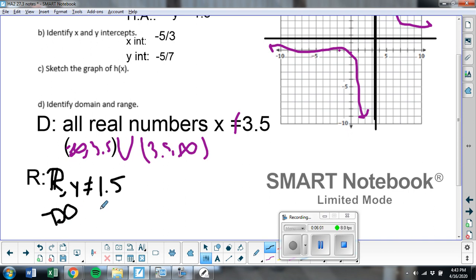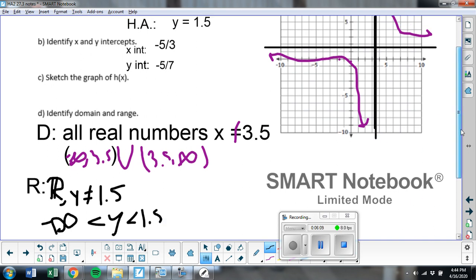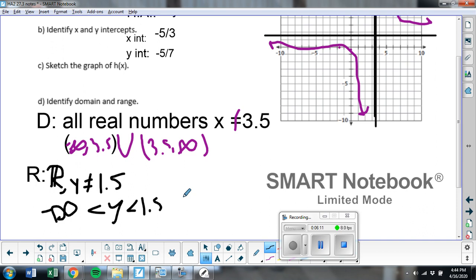Negative infinity less than y less than 1.5. That takes care of all these low values up to 1.5. And we could just do union again. And then we have 1.5 up to infinity. So there's the domain and range.